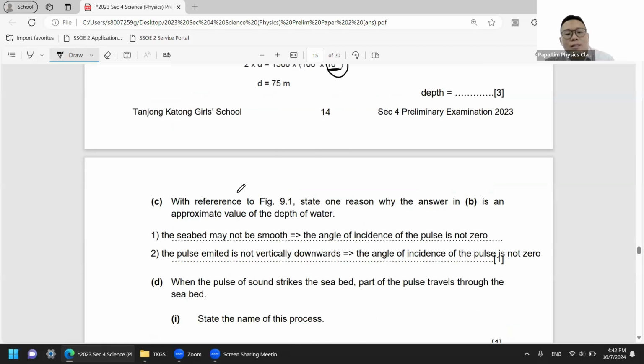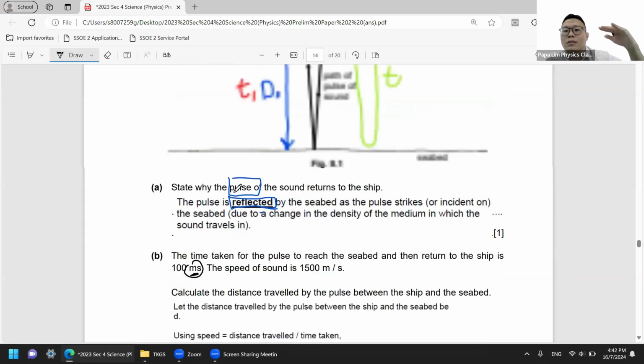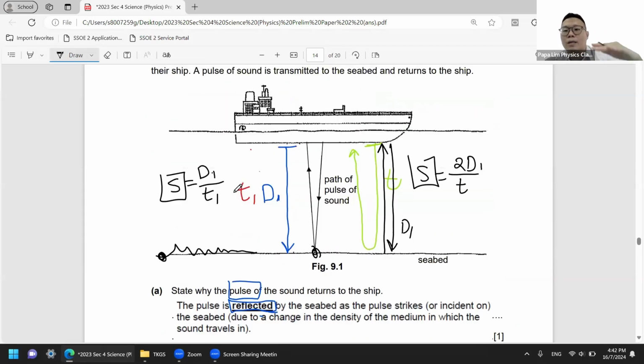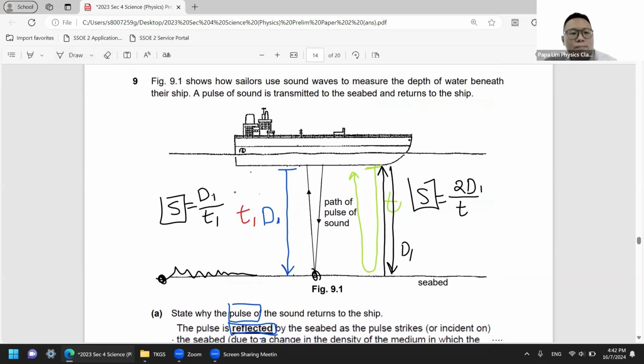The other possible reason is that the pulse emitted may not be vertically downwards. True enough, because your boat is rocking in the sea. In actual fact, the boat is going up and down with the waves. So there could be a time when, instead of pointing the sonar downwards, it may be slanted this way. So maybe the path is a bit slanted this way.